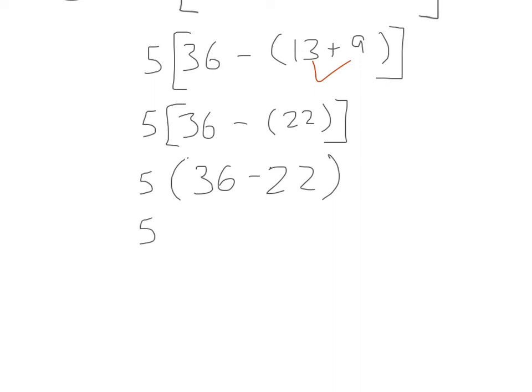Okay, and when you only have one set of grouping symbols, you use parentheses. So now, let's see, well, grouping symbols need to do what's inside them first. So 36 minus 22 is going to get you what? Well, of course, it's going to get you 14. Okay, so then our last step is 5 parentheses 14. That means multiply, and 5 times 14 gets you 70, and you are done.